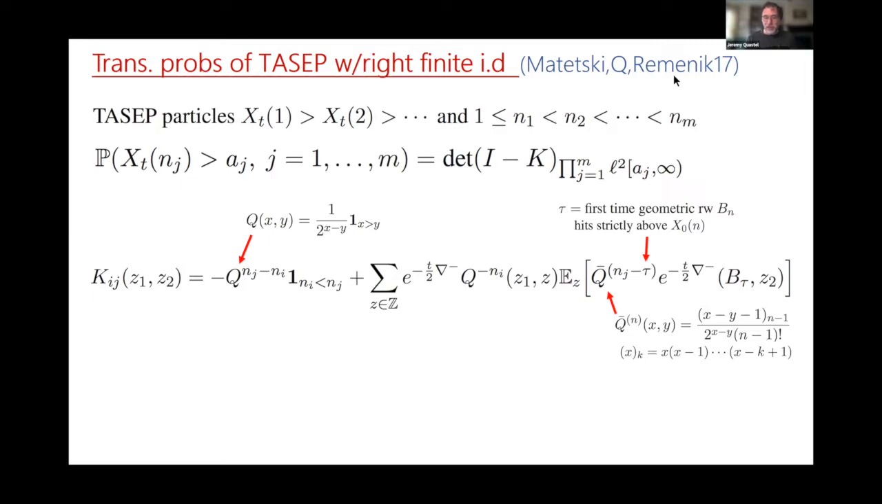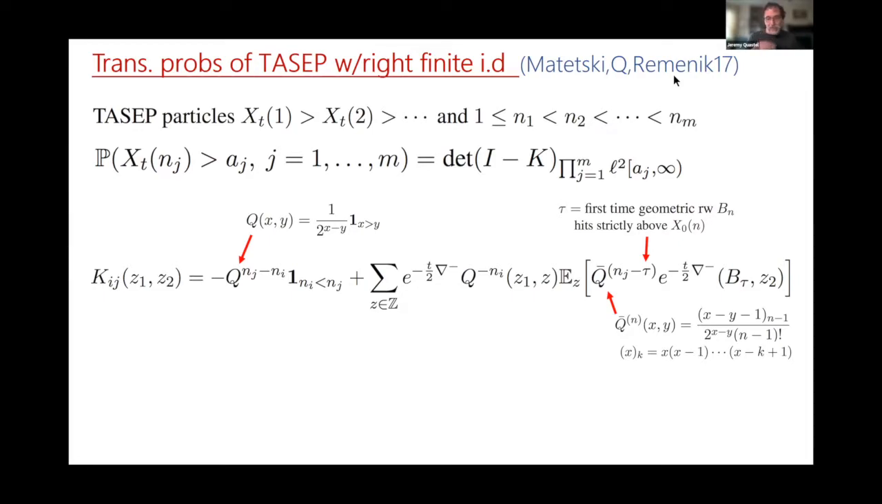And the one other thing, the most important thing here, is this tau, which is the hitting time of a geometric random walk jumping down. It's the first time it hits strictly above the function produced by the initial condition, x0n. Remember, x0n is actually decreasing also. So you have a geometric random walk jumping down, chasing x0n jumping down. The first time that this geometric random walk goes strictly above the function produced by the x0ns is this tau. And that tau goes into the formula, and this produces the TASEP transition probabilities. So the complexity of solving TASEP is reduced to the computation of first hitting times of discrete curves.